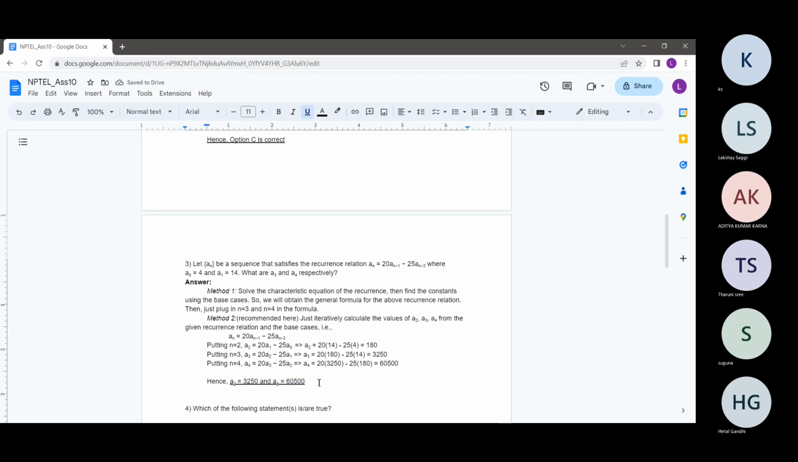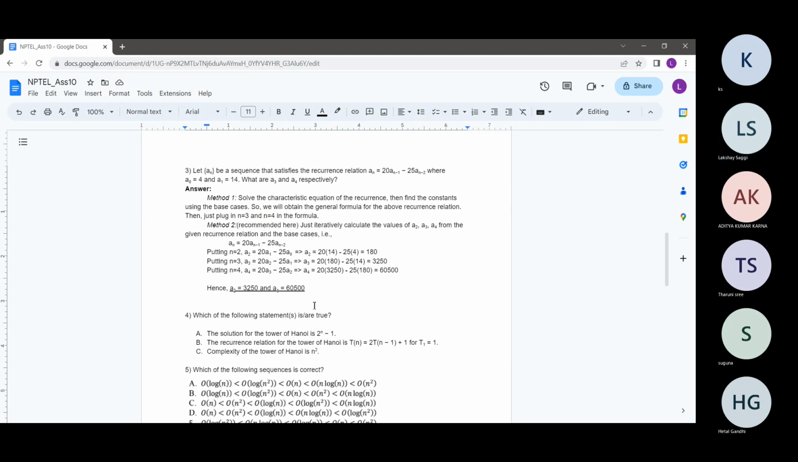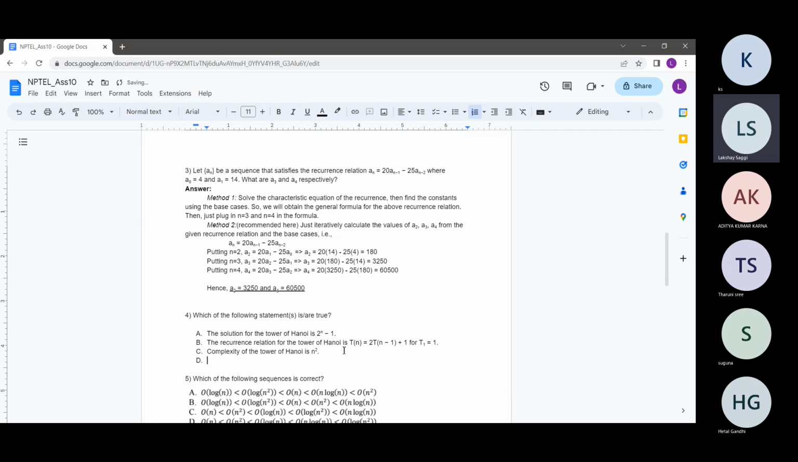So yeah, this is the final answer for this question. Okay, so now let's just come to the fourth question. The fourth question is asking which of the following statements are true. It has 3 statements A, B, C, and we need to tell which of the following statements are true.